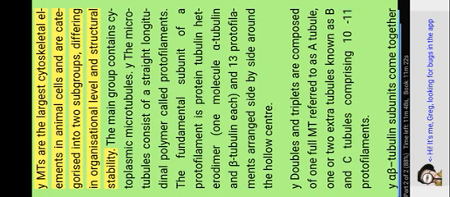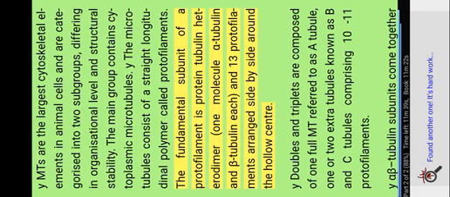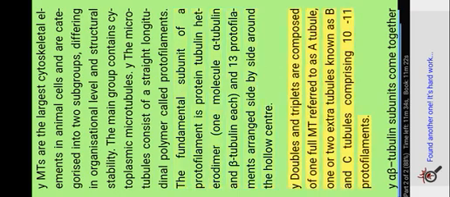Microtubules are the largest cytoskeletal elements in animal cells and are categorized into 2 subgroups, differing in organizational level and structural stability. The main group contains cytoplasmic microtubules. Microtubules consist of straight longitudinal polymers called protofilaments. The fundamental subunit of a protofilament is the protein tubulin heterodimer, 1 molecule each of alpha tubulin and beta tubulin, and 13 protofilaments are arranged side by side around the hollow center.